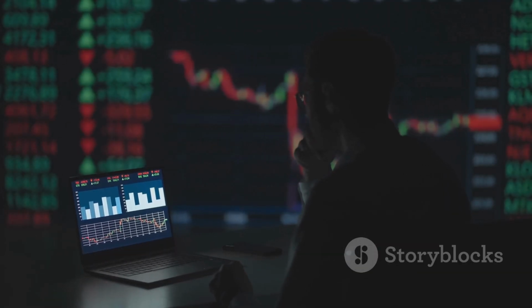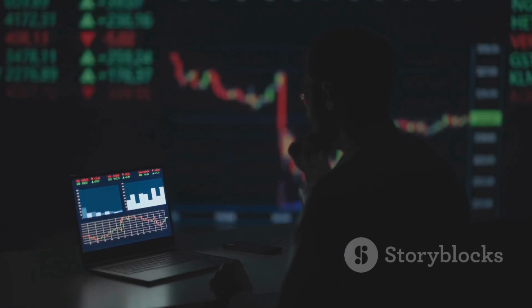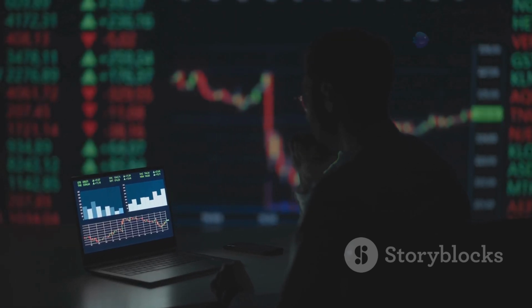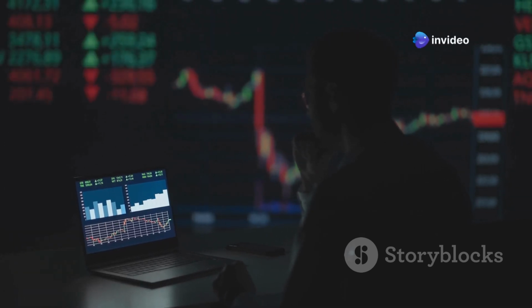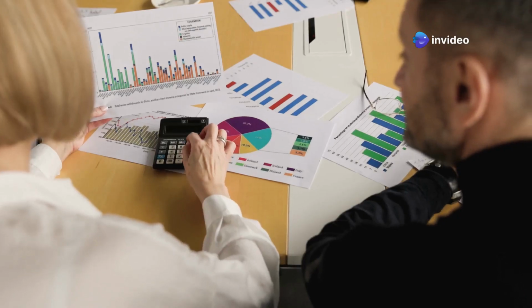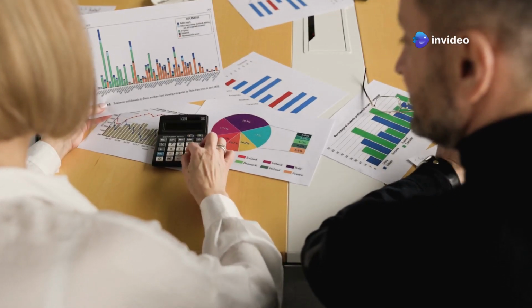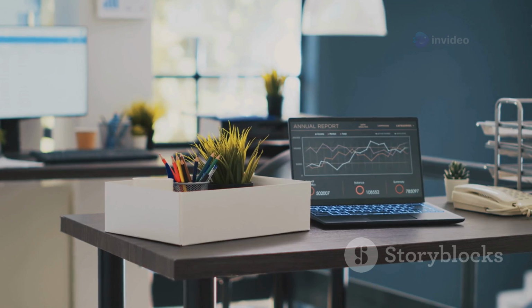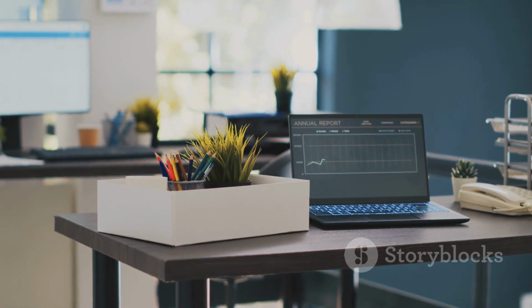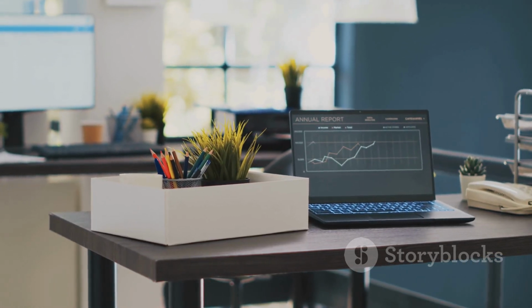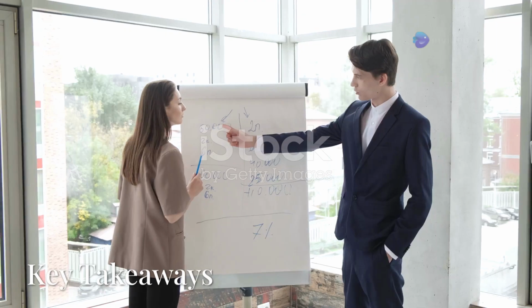The P/E ratio remains a cornerstone of fundamental analysis, providing a quick snapshot of how a company's stock price stacks up against its earnings. However, it's crucial to understand that context is everything. Industry dynamics, economic cycles, and the broader market environment can all affect what qualifies as a good or bad P/E.